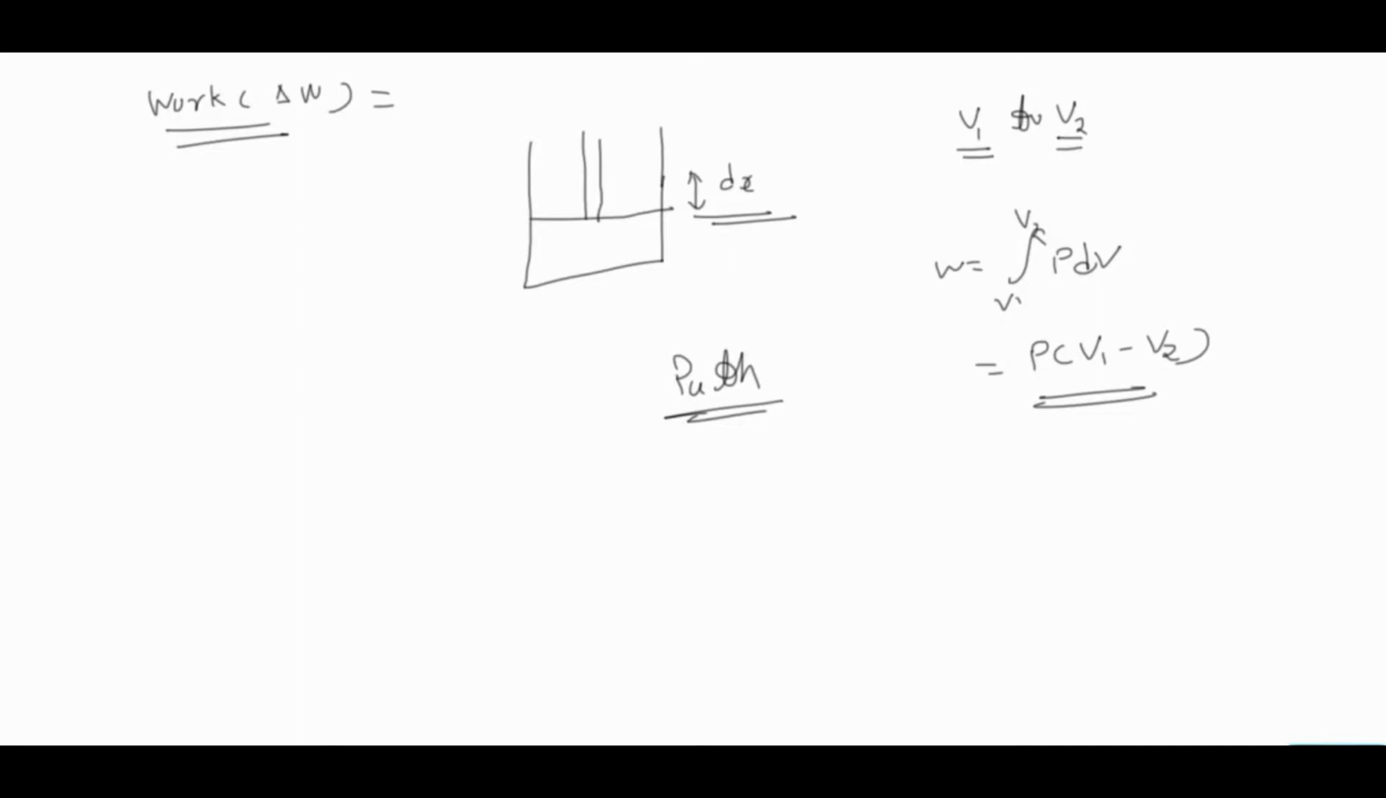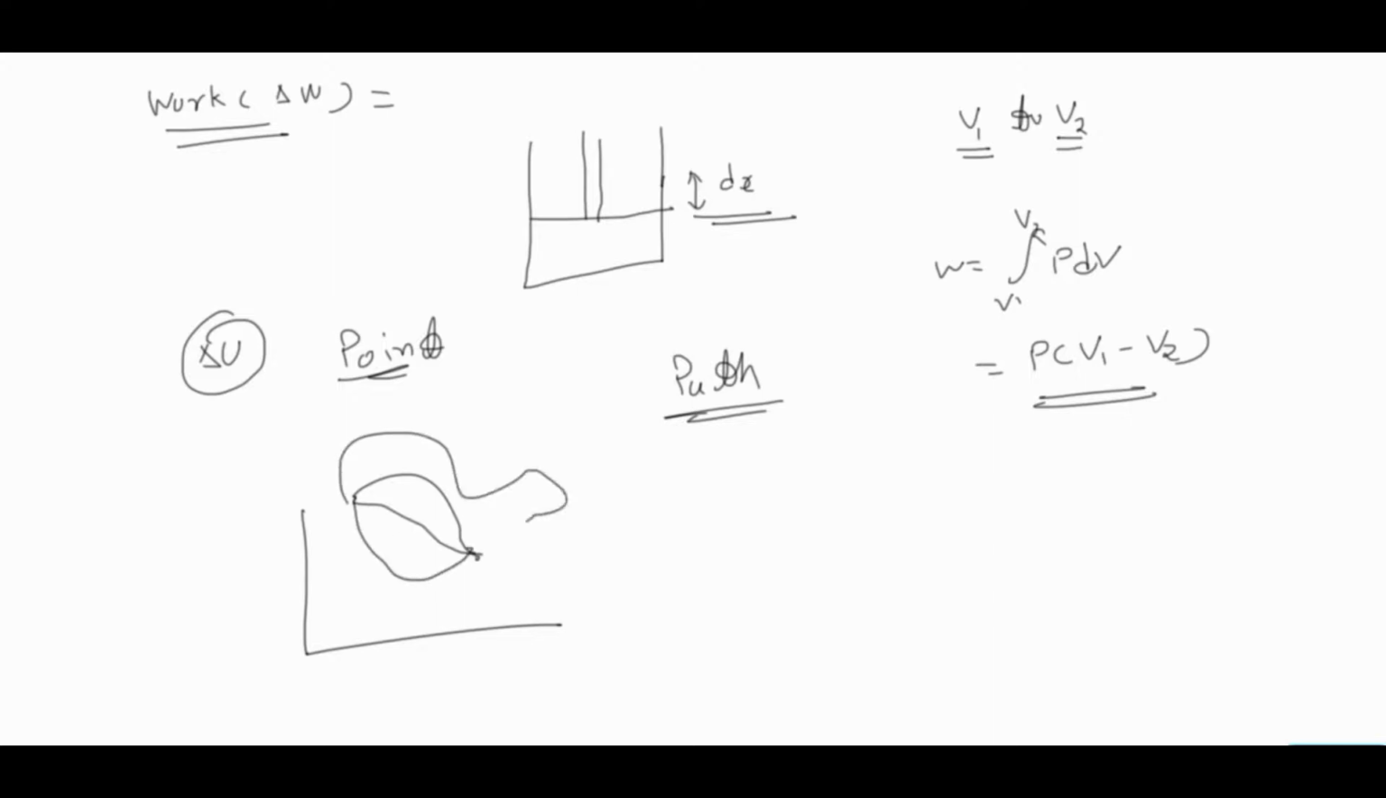Please make sure that internal energy we just discussed, delta U, is not a path function. It's a point function. That means whichever path you follow, if you go from this point to this point by this way, or by this way, or by any other way, the change in internal energy from this point to this point will be the same. It does not depend on the path. Okay, please make sure of that.